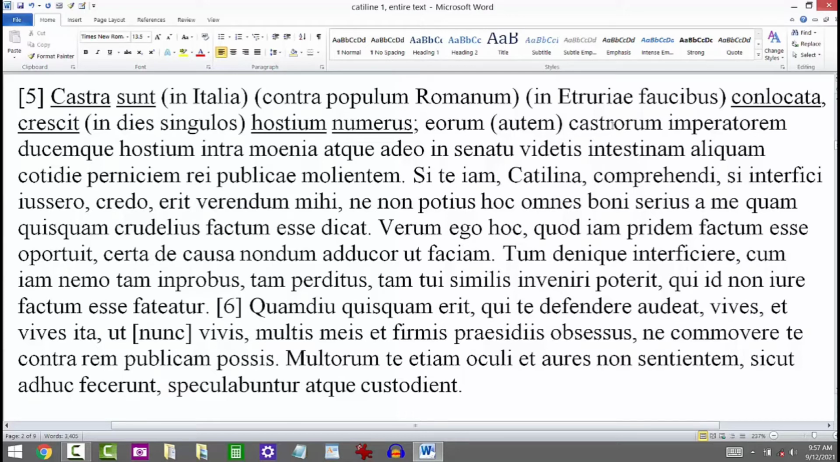Eorum castrorum, we have a genitive of what? Imperatorem. Okay, good. Imperatorem is in what case? Accusative. So you expect it to be a direct object given that it isn't preceded by a preposition. And the que here just means et ducem hostium, doesn't it? Remember what the que is. So there's another accusative, ducem hostium, inter moenia atque adeo in senatu videtis.